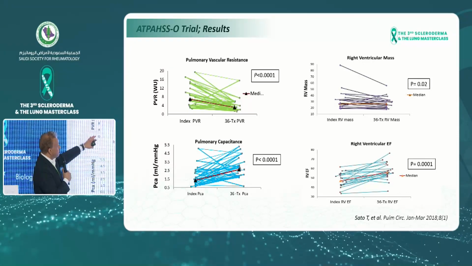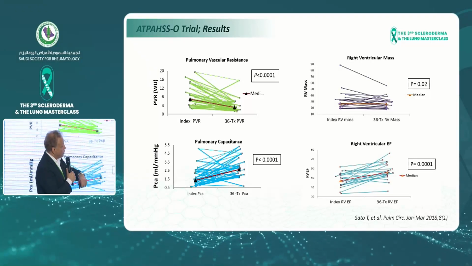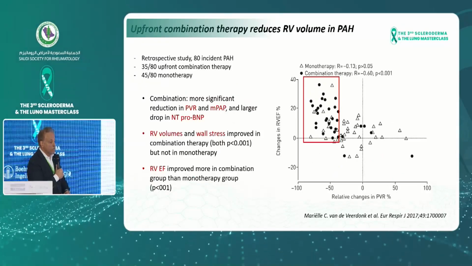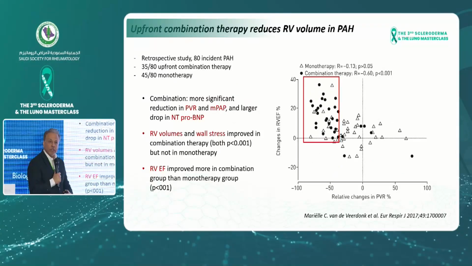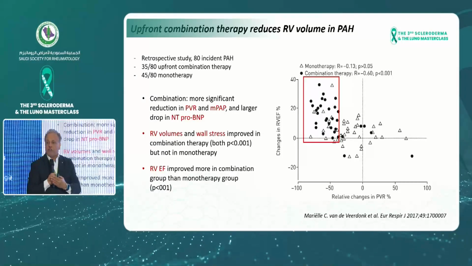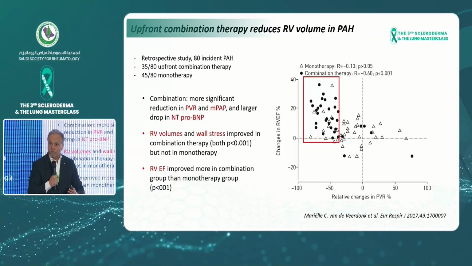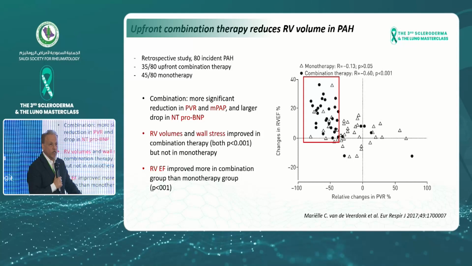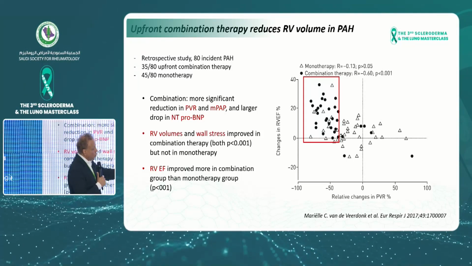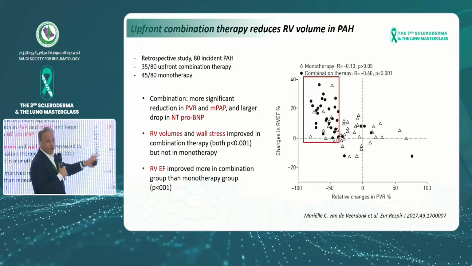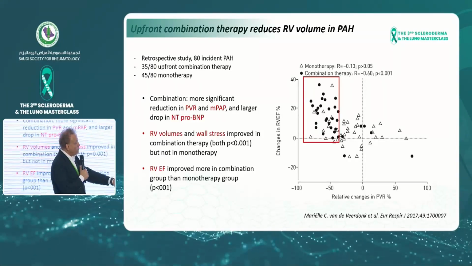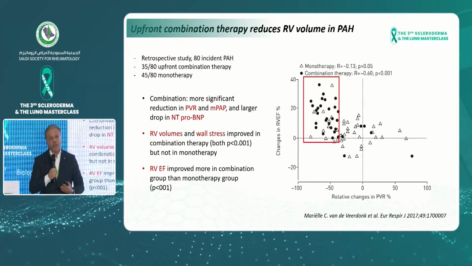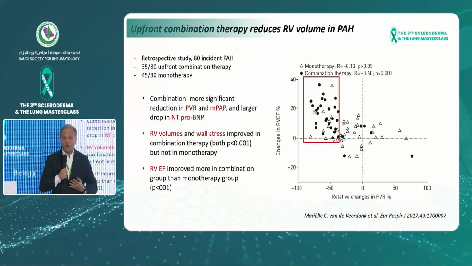When they looked at the PVR, there was a significant drop, the right ventricular mass improved, RV ejection fraction improved, and the pulmonary capacitance improved. Many studies have shown that the benefit of improving the RV-PA coupling will be much better if you use multiple medications from the beginning. This was a retrospective study showing that in order to recover the right ventricle, you need to drop the PVR by at least 50%. So you need to induce a large drop in the PVR before the RV recovers.